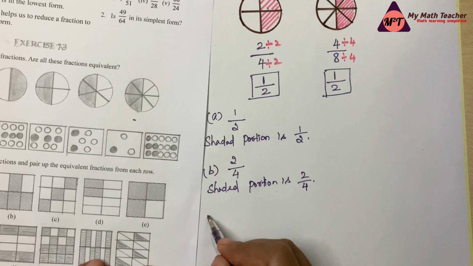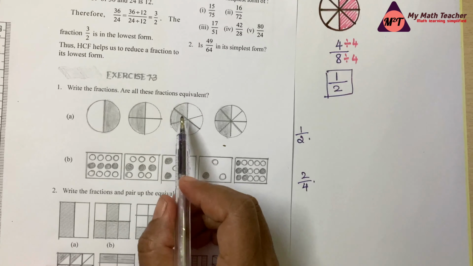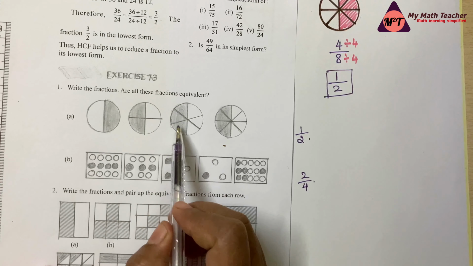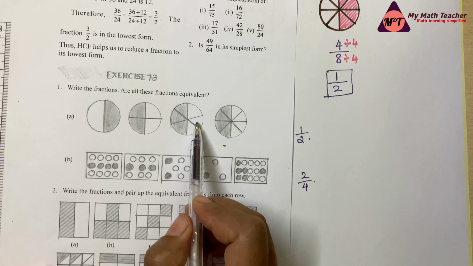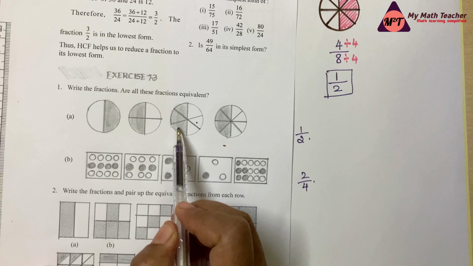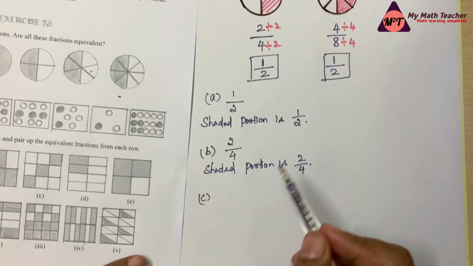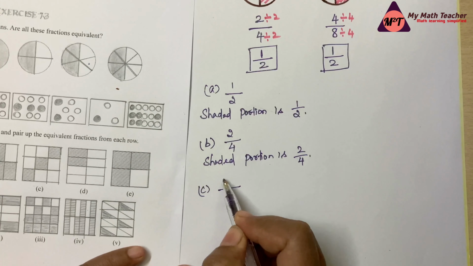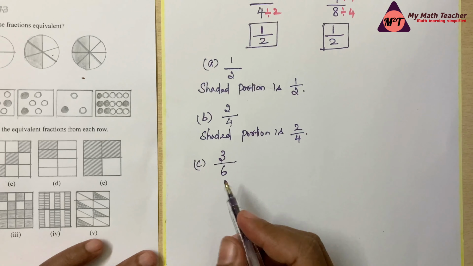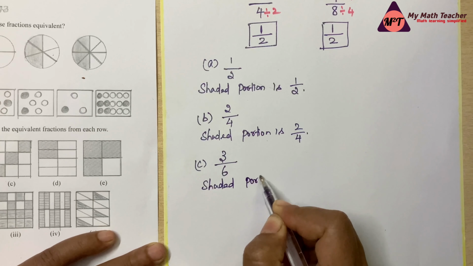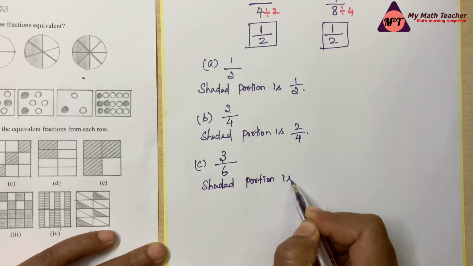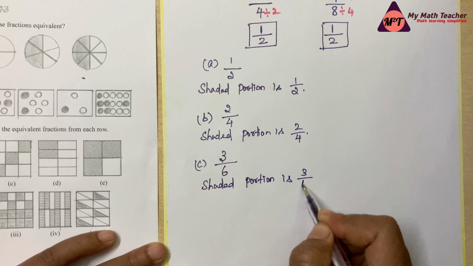Now the third one. Here again the same whole is divided into 6 equal parts. 1, 2, 3, 4, 5, 6. Out of which 1, 2, 3, 3 is shaded. So total 6 and shaded is 3. Now here the shaded portion is 3 by 6.